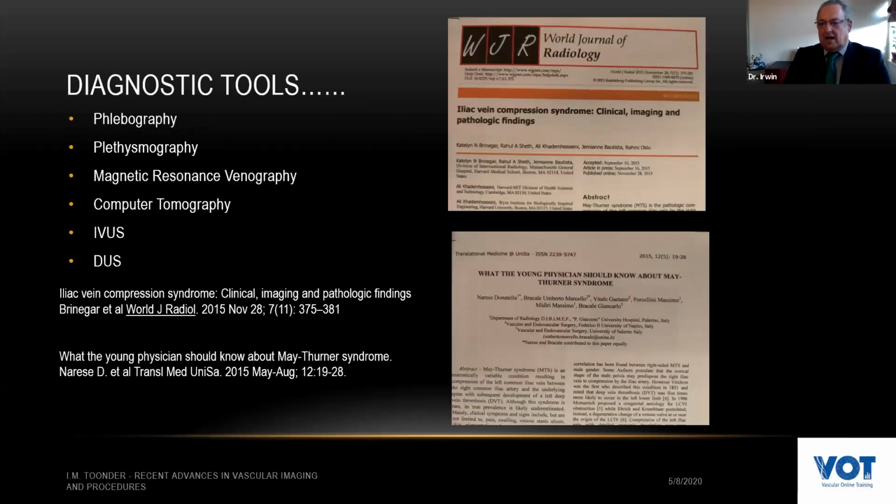And what are we telling our physicians about the May or May Turner syndrome? And this is what we say. We can use diagnostic tools. We can say we have phlebography. Plethysmography is quite good, but when you have a negative result from the plethysmographic examination looking at outflow, it doesn't say that you don't have compression. We have MRVs, CTs, which are used quite commonly. IVUS is not readily available to everybody. Not everybody has the IVUS.